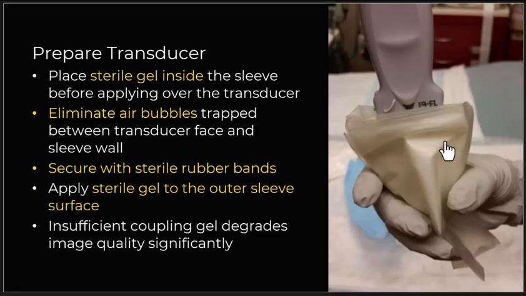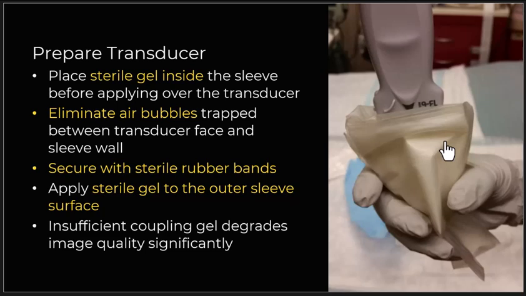As you're putting the transducer into the sleeve, you want to make sure you eliminate any air bubbles because that's going to cause an artifact on your ultrasound machine. Once you secure the sterile sleeve with rubber bands, then apply that sterile gel to the outer sleeve surface so that everything stays sterile in your sterile field.